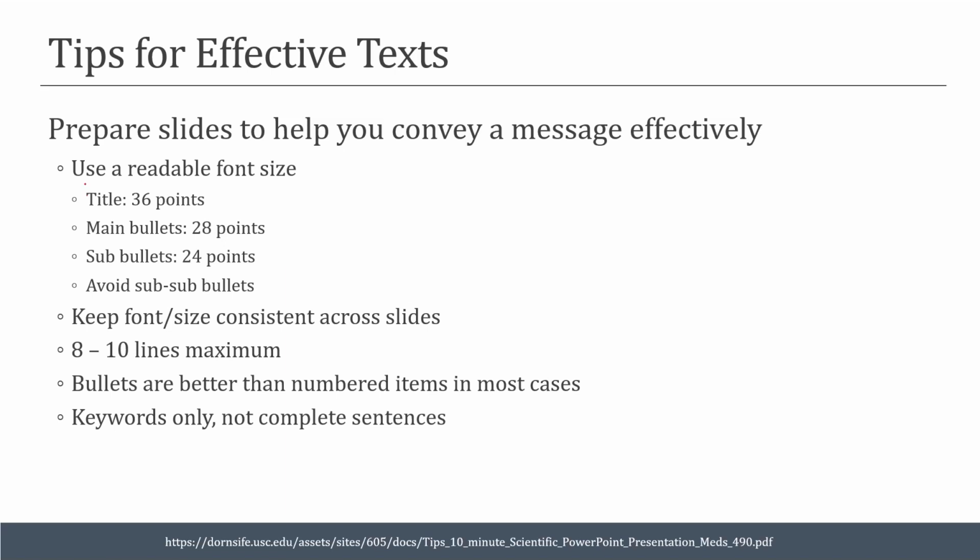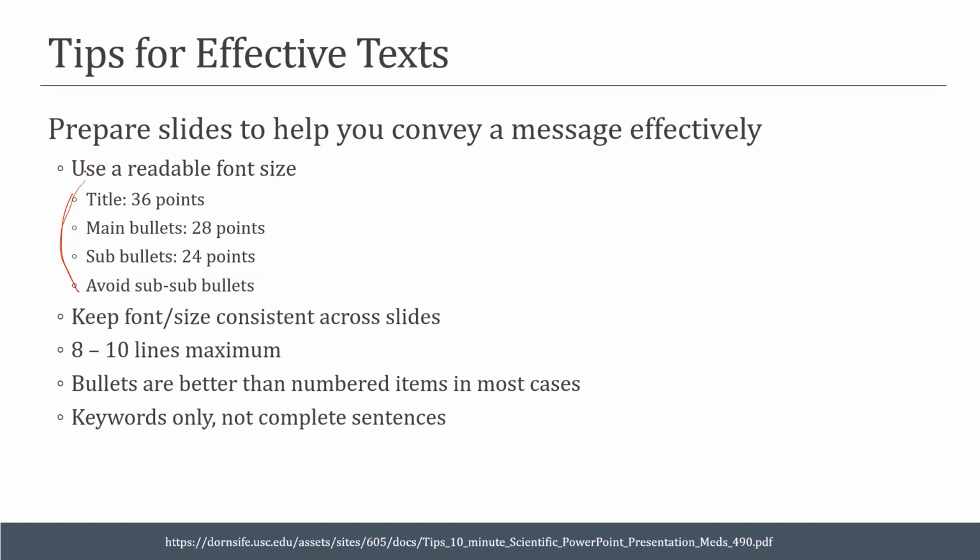This is not an absolute number of points, but this is a typical size. The title is 36 points, main bullets 28 points. As for sub bullets, you can use 24 points. Then it's clearly visible, even to the people sitting in the back. And avoid sub bullets. If you need sub bullets, then it's good to split the slides.